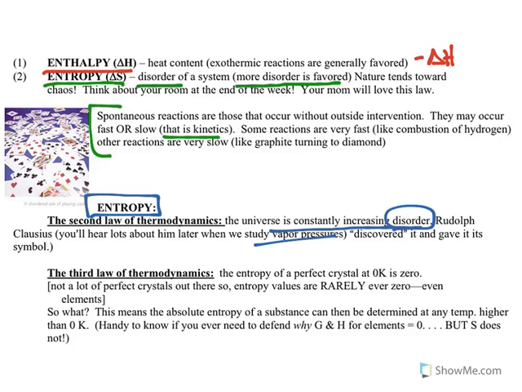The third law of thermodynamics also relates to entropy, and that says that the entropy of a perfect crystal at 0 Kelvin is 0. Well, there aren't a lot of perfect crystals out there, okay? Entropy values are rarely ever 0, even for elements. So the big thing here is this means that the absolute entropy can be determined at any temperature higher than 0 Kelvin. So that can be handy to keep in mind. We'll talk about G later in this unit, but delta H was 0 for an element, but S is not going to be 0. You should not expect S to be 0 ever.